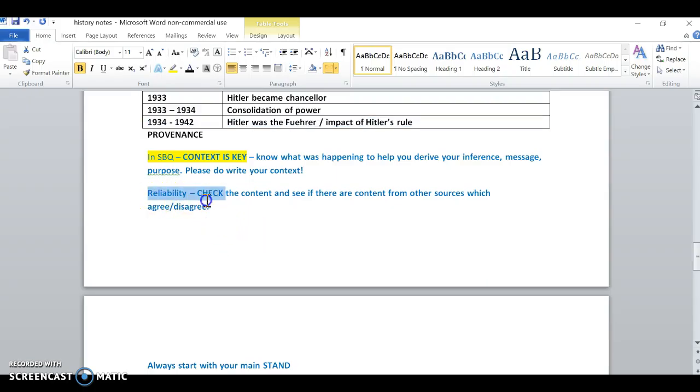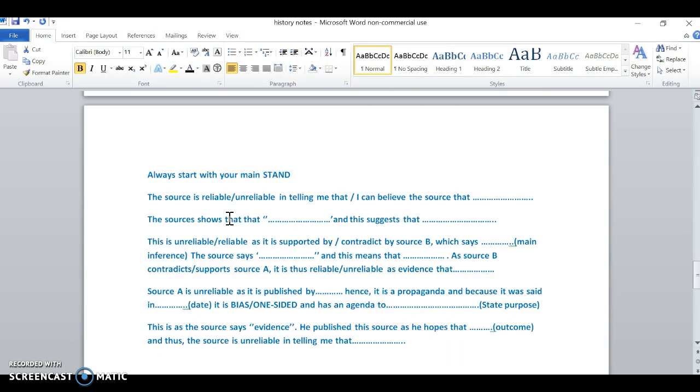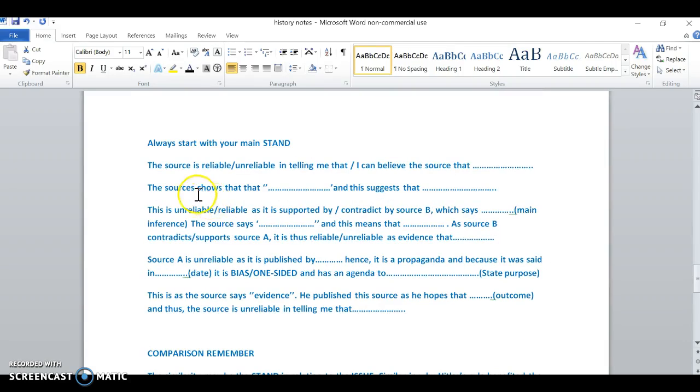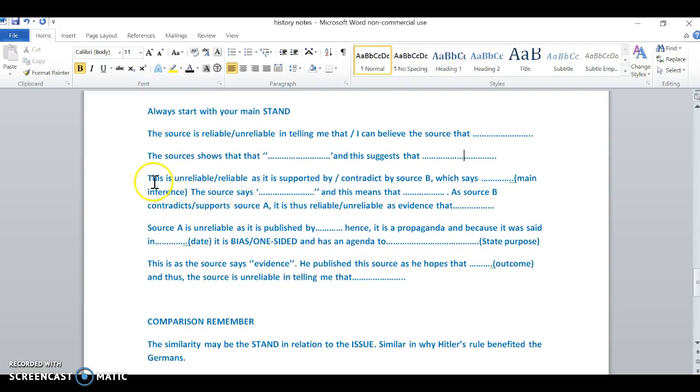Quickly, reliability: you must check the content. Check other content to see if these agree or disagree. Then make sure that you write in the proper format. The source is unreliable in telling me that, or I can believe this source shows that, and this suggests that. And this statement is very important: it is unreliable as it is supported or contradicted by Source B, your secondary source, which says blah blah blah was the main inference.